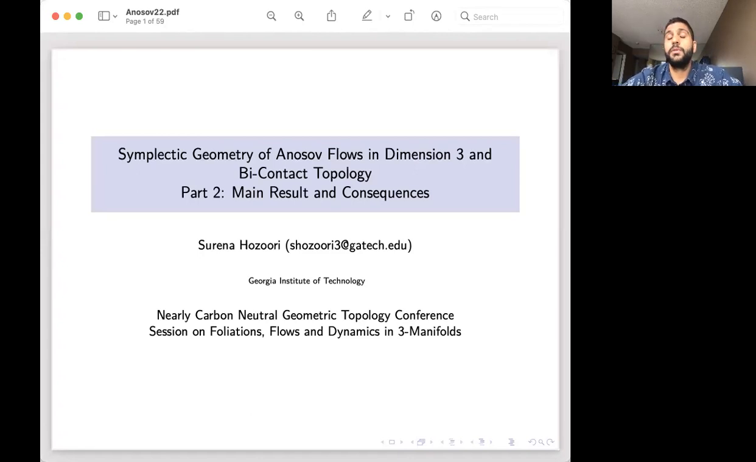And I want to talk a little bit about contact and symplectic geometric characterization of Anosov flows in dimension 3 and discuss some consequences. I have discussed the necessary background for understanding the main result in a separate video, in which I talk about some basic notions in Anosov dynamics as well as contact and symplectic topology. If there's any notion that you're not comfortable with, I would recommend taking a look at that video. For this talk, which is the second part of my talk, I'm going directly to the main result.